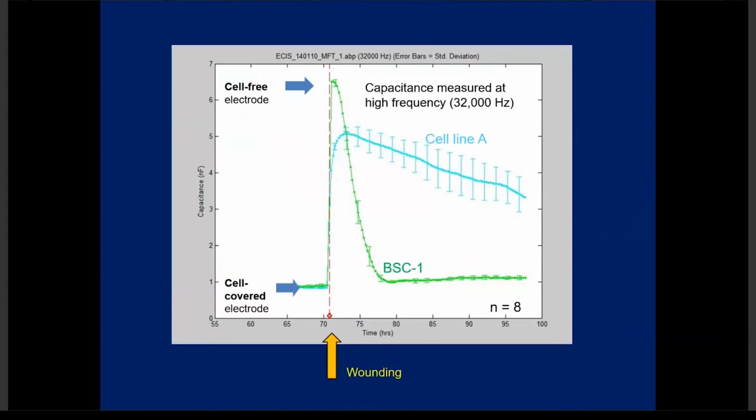But there's another cell line, and I can't remember what this one is. We're calling it cell line A here, which is typical of cells that don't work well in this assay. In this case, the wound is usually effective. The cells are killed, but often the cells fail to move into the area. And we believe this is usually due to the fact that some cells, after wounding, remain stuck to the electrode.